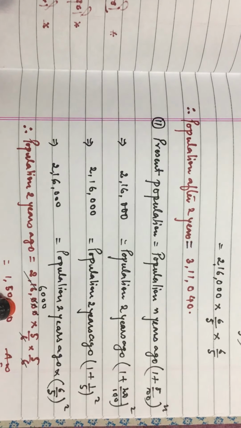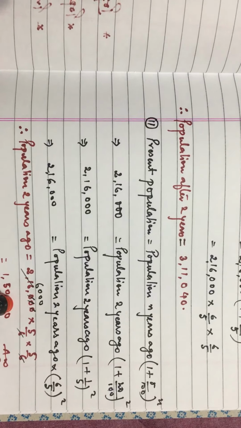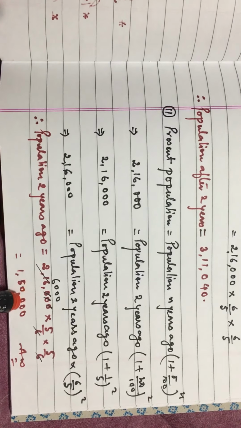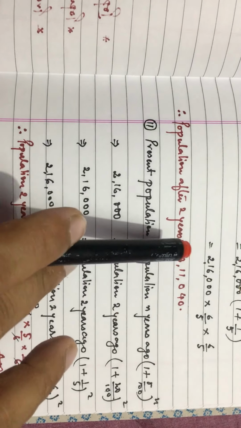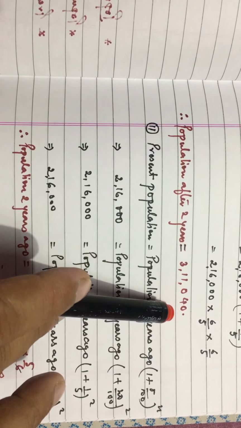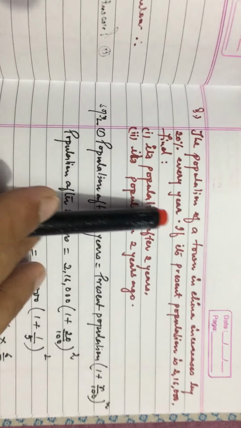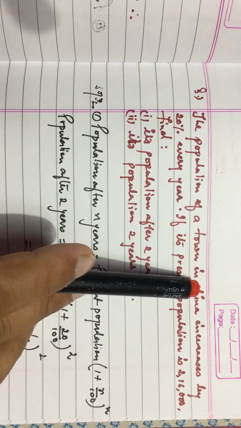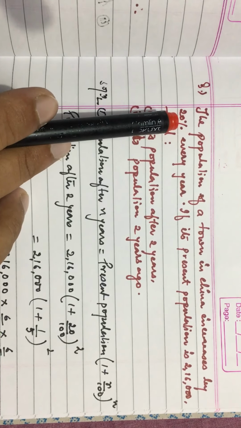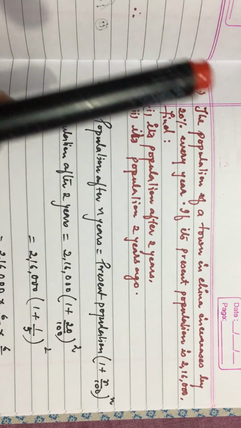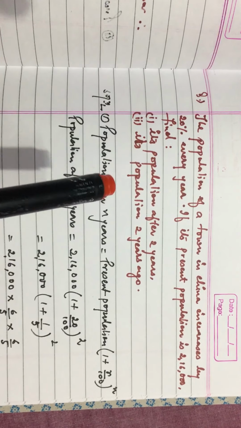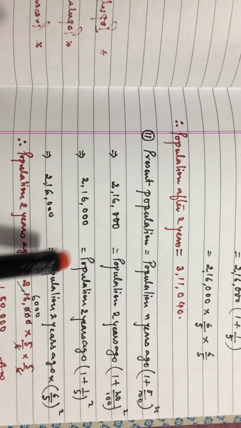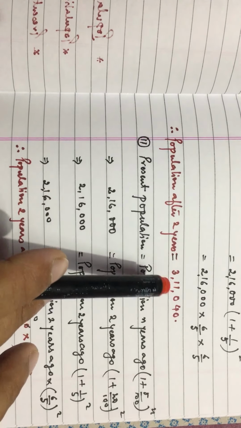So you can imagine that the present population is 2,16,000, 2 years ago it was 1,50,000, and after 2 years it is 3,11,040, because, see this line, the population of the town increases by 20%. So you can see the result: 2 years ago, the present population, and after 2 years.